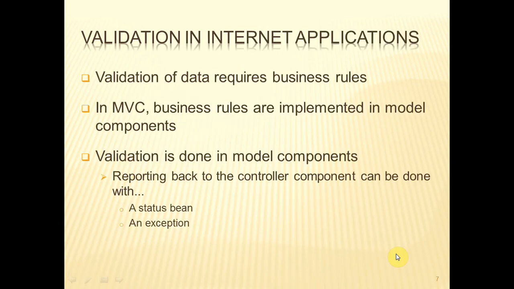If you're going to perform validation, it means that you've got some business rules in place. And the business rules are implemented in the model components of our MVC architecture. Therefore, it's the model components that will do the validation of the data. And they then will report back to the controller component the outcome of the validation. And there are two basic ways in which this can be done. Either using a status bean or an exception. And later on, I'll show you examples of both.